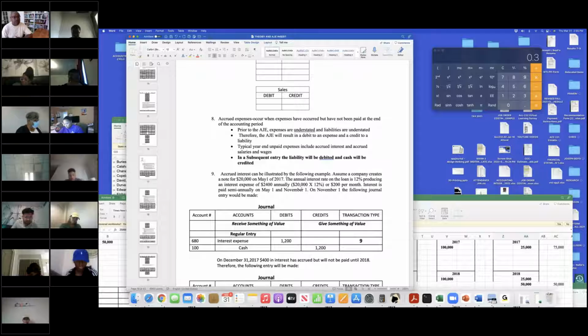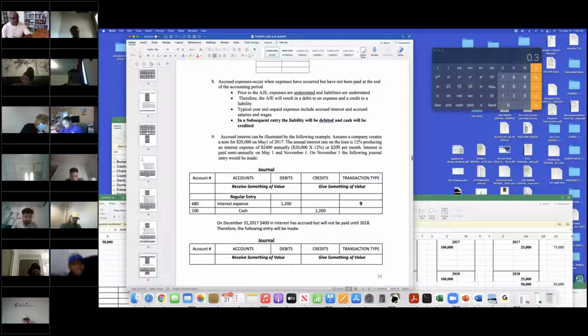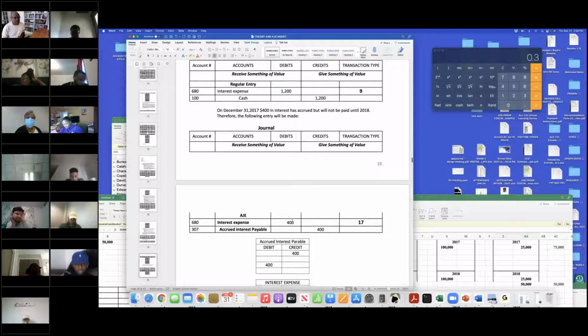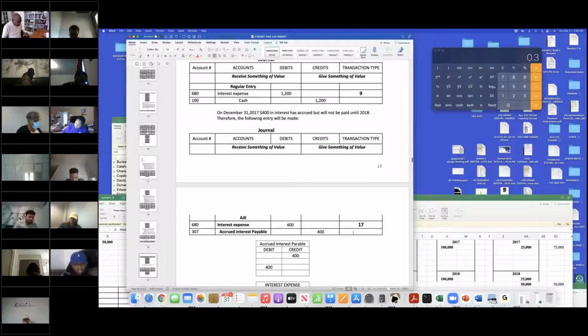Remember we're paying 200 a month. Now, when December 31st comes around, we still owe $400 in interest. We don't have to pay it yet, but we owe it because 2 more months have gone by, November and December. So we have to debit interest expense and credit accrued interest payable for 400. Okay, that makes sense. The 400 represents the interest for November plus December.